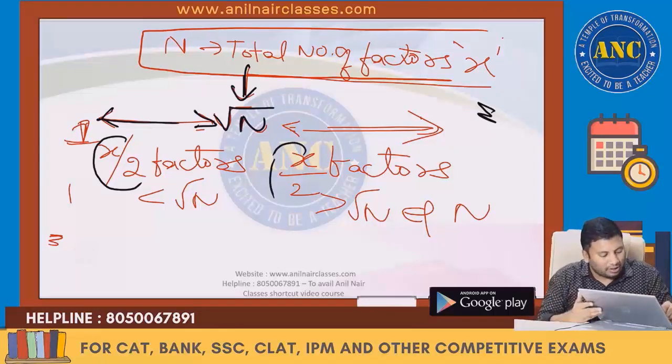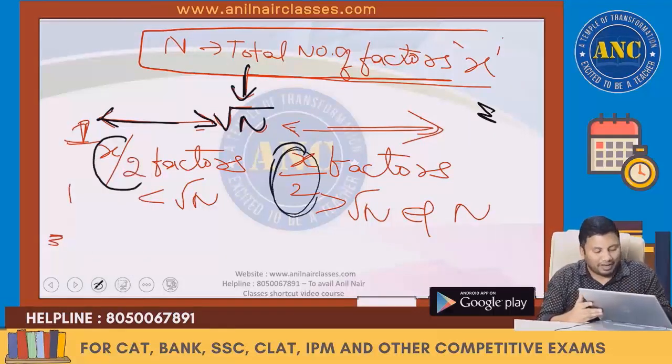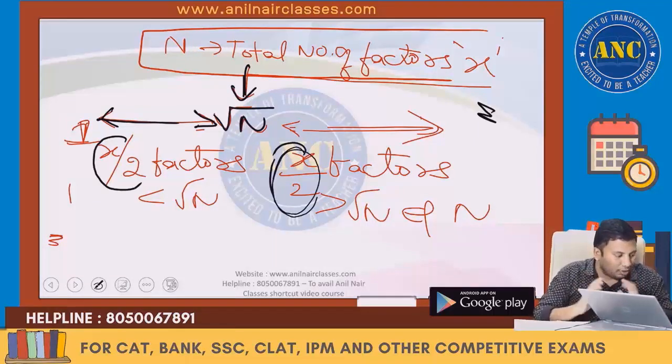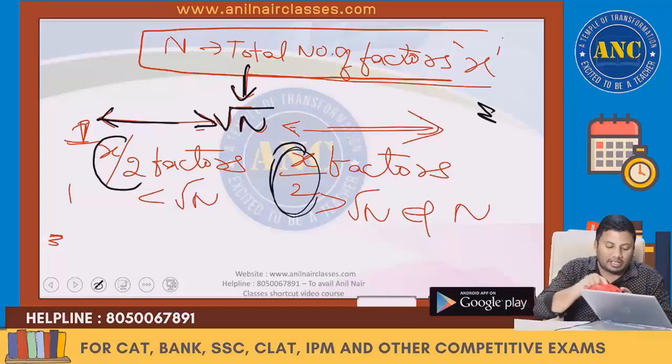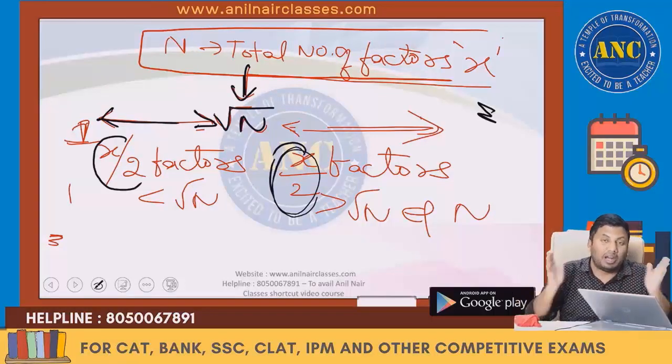These are x by 2 factors: x by 2 factors greater than root n and less than root n. Total number of factors will be x. I hope this concept is clear. Take an example. If from 1 to root n there are x by 2 factors, from root n to n there will also be x by 2 factors. Equal number of factors will be distributed.